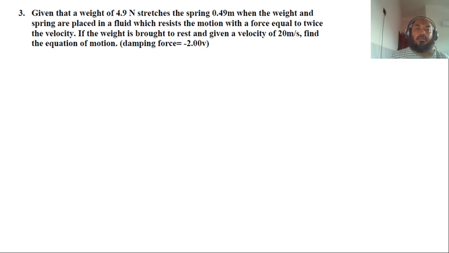Okay, so let us go to question number 3. Question number 3 is: find the equation of motion. Equation of motion, okay? Find the equation of motion.